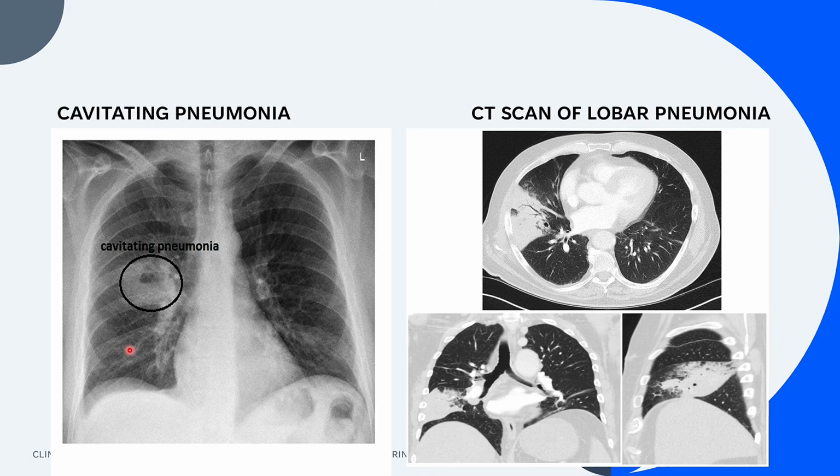This radiograph depicts cavitating pneumonia and the cavity is indicated here. You see the opacity, and within it you have the lucencies, making it a cavity. Organisms implicated here include Staph aureus, anaerobes, Klebsiella. The next is a CT scan of lobar pneumonia. These are the lobar consolidations.